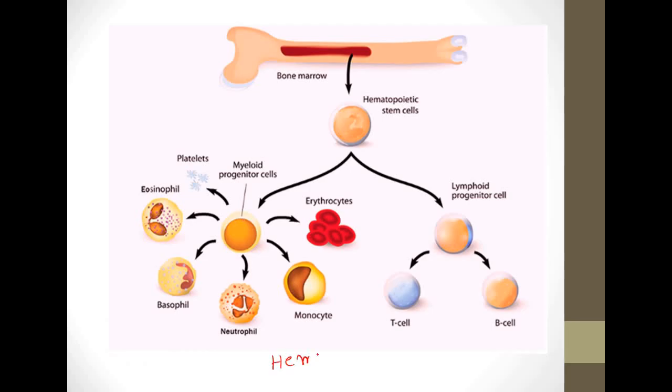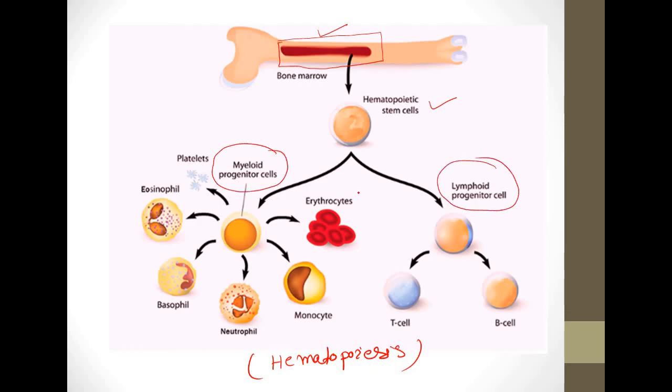This is hematopoiesis, that is the generation of blood process. This is the bone marrow. Bone marrow is usually found in long bones, humerus, femur. Okay, and from the bone marrow, hematopoietic stem cells are produced. These stem cells are divided into two kinds of cells. One is the myeloid progenitor cell, the other is the lymphoid progenitor cell.